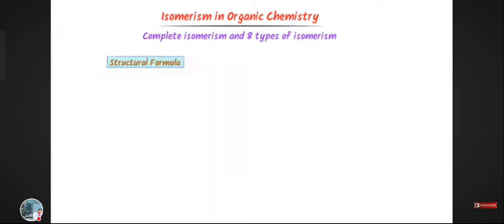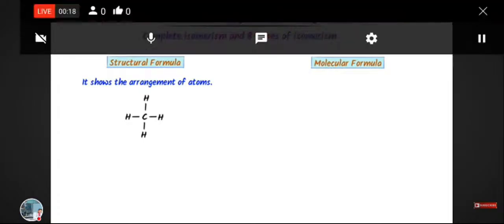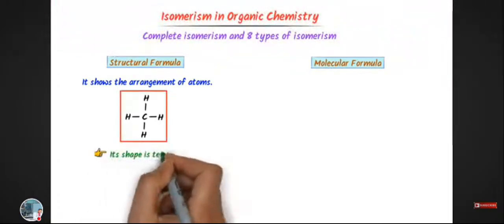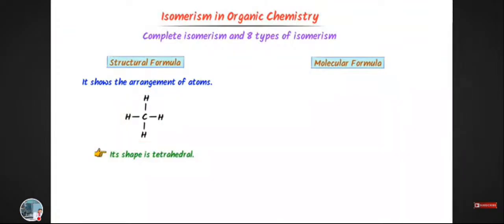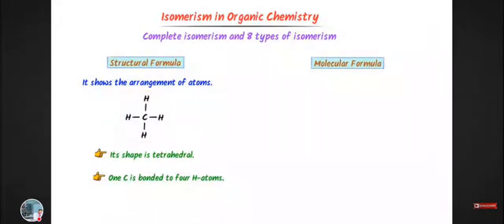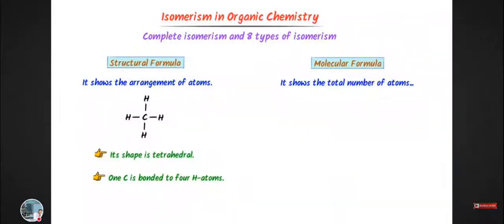About structure. For example, consider the structure formula of methane. This structure formula of methane shows that the shape of this compound is tetrahedral. Secondly, it shows that one carbon atom is bonded to four hydrogen atoms, while the molecular formula of any compound shows the total number of atoms.